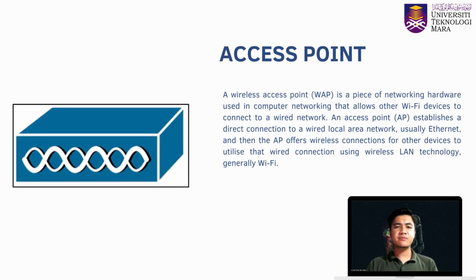A wireless access point (WAP) is a piece of networking hardware used in computer networking that allows other Wi-Fi devices to connect to a wired network. An access point (AP) establishes a direct connection to a wired local area network, usually Ethernet, and then the AP offers wireless connections for other devices to utilize that wired connection using wireless LAN technology, generally as Wi-Fi.